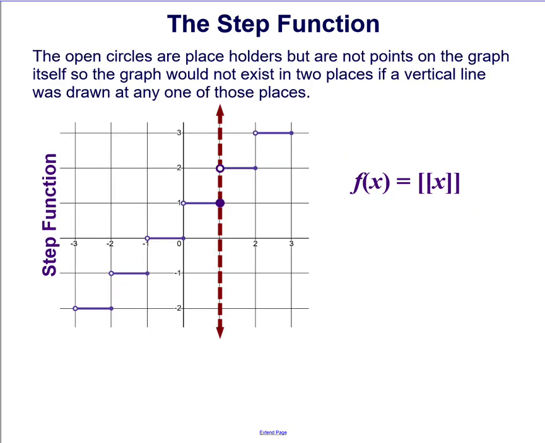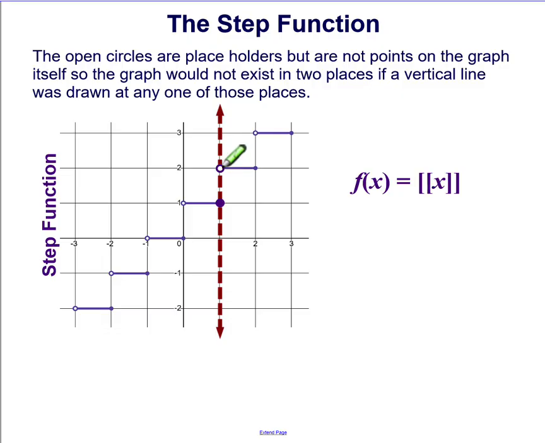The open circles are placeholders, but are not points on the graph itself. So the graph would not exist in two places if a vertical line were drawn at any one of those places. When x is equal to 1, we notice there's only one output right here at the point (1, 1). You might ask, okay, what about this point here at (1, 2)? But that's an open circle.